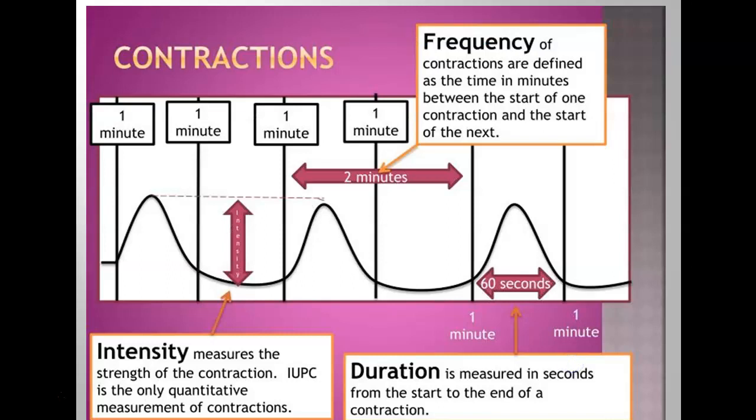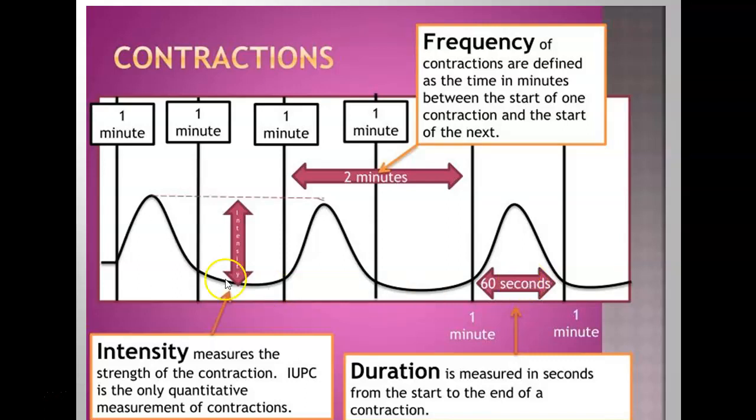So this is an example of what a contraction would look like on a monitor. We talk about the frequency by counting the start of one contraction to the start of the next. Keep in mind these are 1-minute intervals on this electronic fetal monitor paper. So we would count, the start would be 1, 2 minutes, and then we start another one, and we'd say 1, 2, and we start another one, and then we continue counting. So we'd say those contractions are 2 minutes apart.